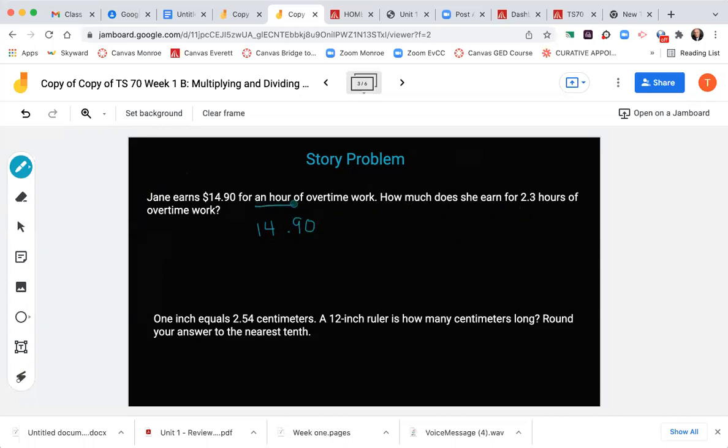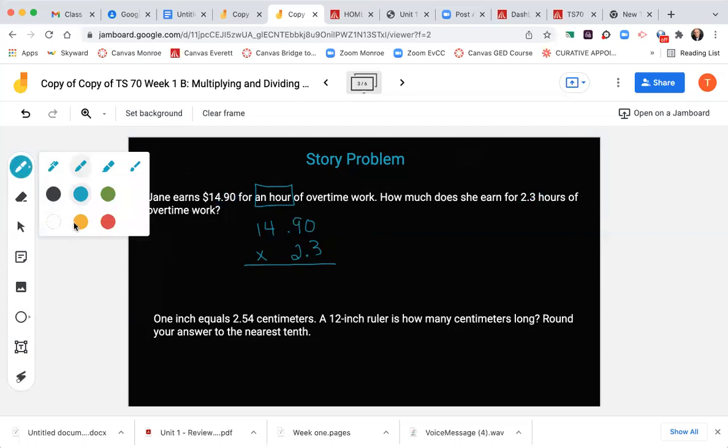That's an hour. I'm just going to underline, put a box around this to model this. That's how much she makes in 1 hour. If she worked 2.3 hours, so I'm going to put 2.3. Notice I'm not lining up the decimals because I'm multiplying. We only line up decimals when we add and subtract. And you'll notice also, I'm multiplying these two numbers, 14.90 times 2.3. Notice which number I put on top: the one with the most digits. So it actually makes sense when you're trying to multiply, okay?